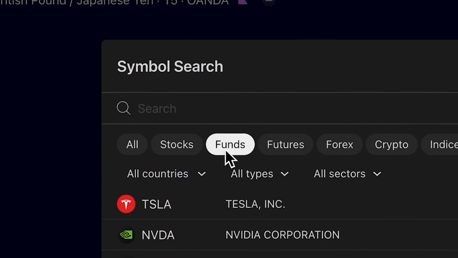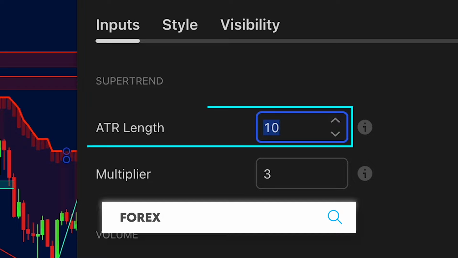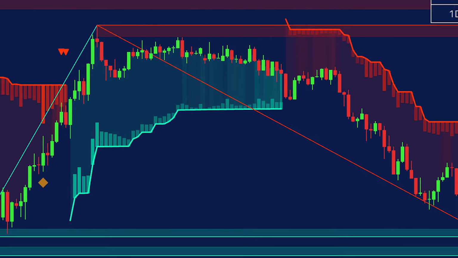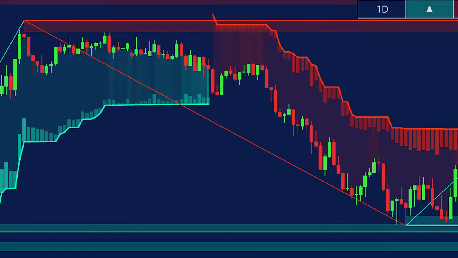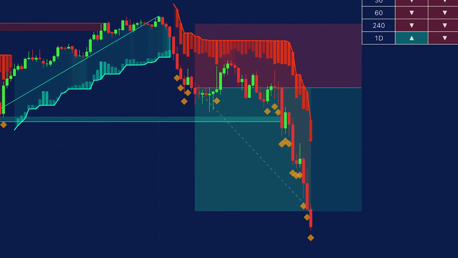Now, different markets require different optimizations for day trading success. For Forex day trading, set ATR length to 8 and multiplier to 1.8. Forex sessions have distinct volatility patterns that require faster adaptation. Focus on major pairs during London and New York overlaps when volume confirmation is most reliable.